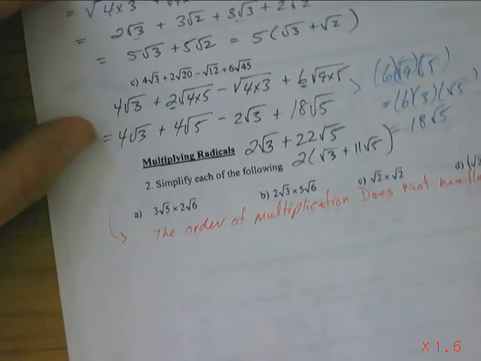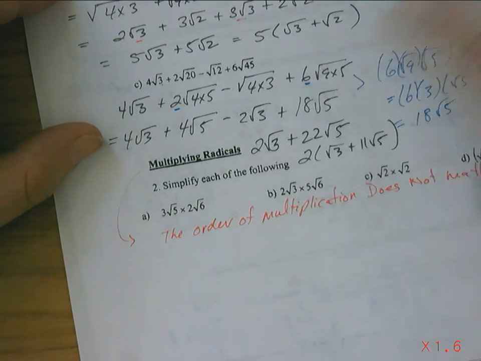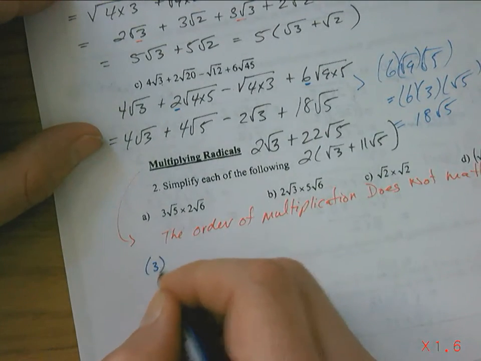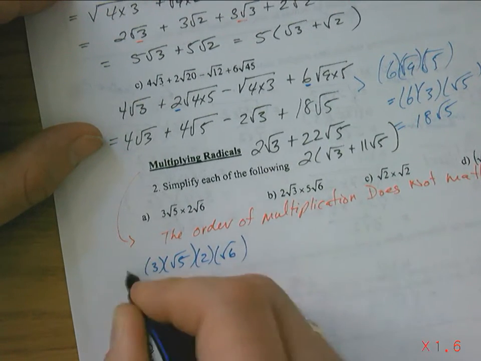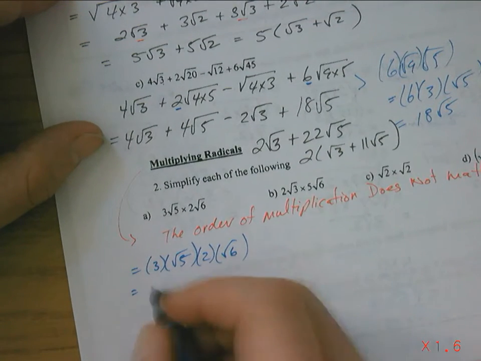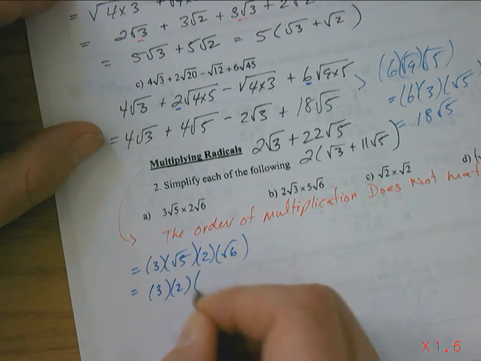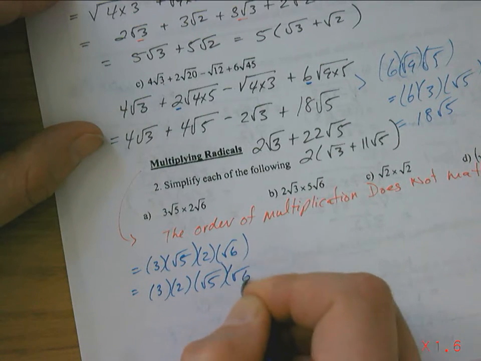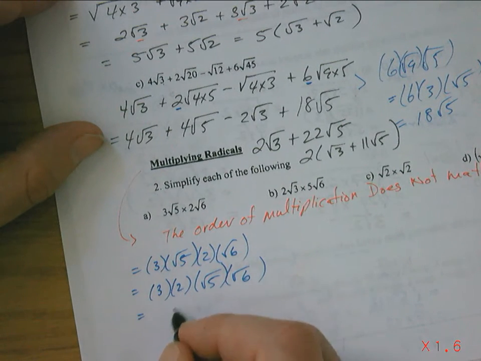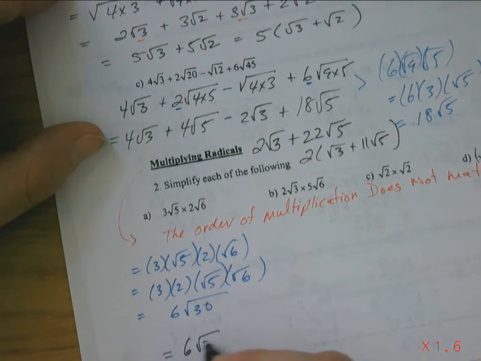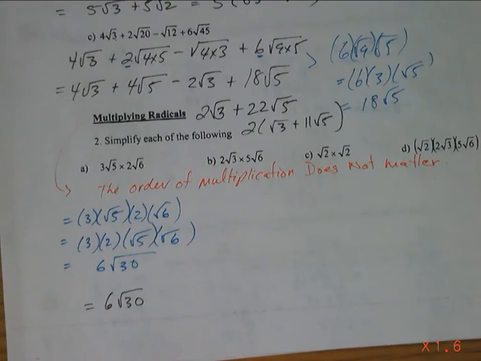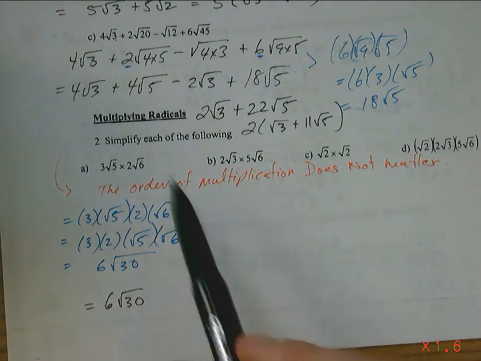So, what I'm going to do is I'm going to take a look at this, and this is what I see in my head. Do you see what I see? That's what I see in my head. Then, I know the order of multiplication doesn't matter, so I move it around. Then, I know 3 times 2 is 6, and I know it's square root 30, and then I give my final answer, which is 6 root 30. Okay, kids? Now, that's what I do in my head.